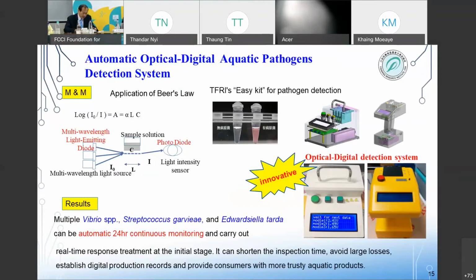And by using these systems, the multiple Vibrio species, Streptococcus garvieae and Edwardsiella tarda, which are very important fish pathogens, can be automatically monitored 24 hours continuously and carry out real-time response treatment at the very beginning stage. It can shorten the response time, avoid large losses, and establish digital production records, and provide consumers with more trusted aquaculture products.